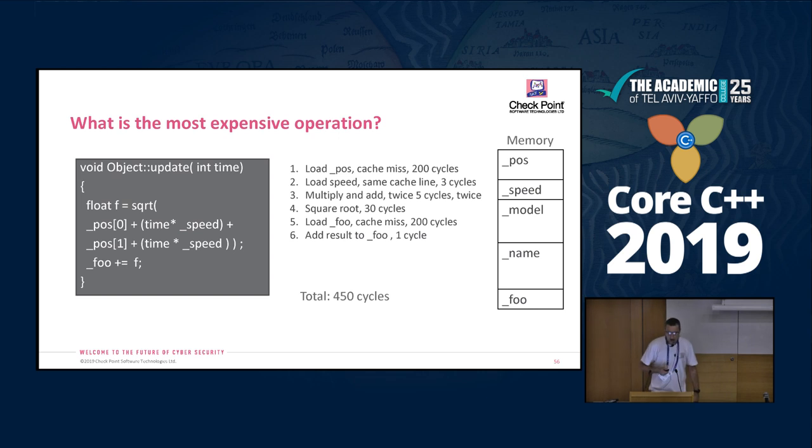Let's look at it. I'm first loading foo, that's a cache miss, that's 200 cycles. Then I'm loading speed. It's on the same cache line, so it's 3 cycles. Then I'll multiply it and add, that's 5 cycles. I do it twice for pose 1, another 5 cycles. Then I'm doing the square root, around 30 cycles. Then I fetch foo, it's another cache miss, another 200 cycles, and then I add f to foo, which is another cycle. Total 450 cycles.